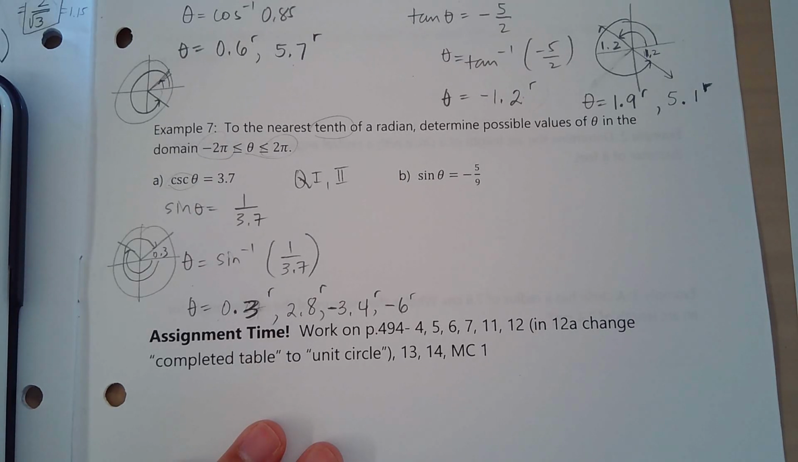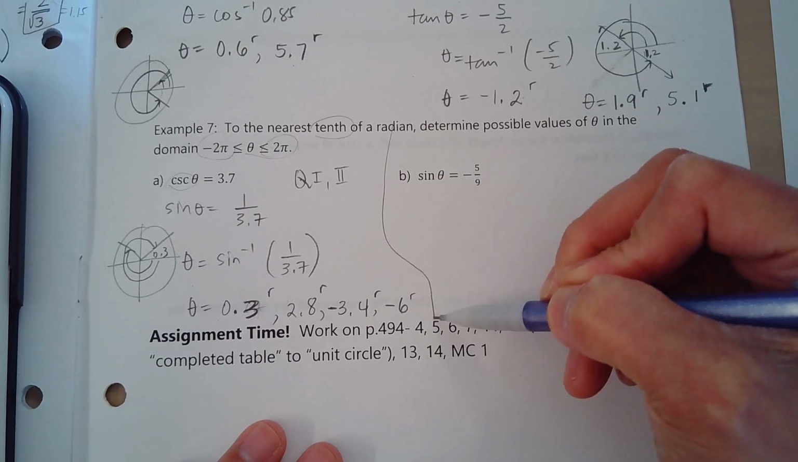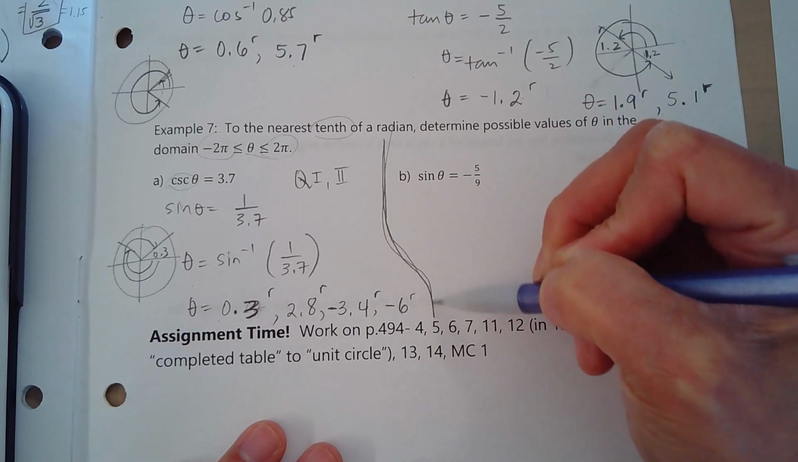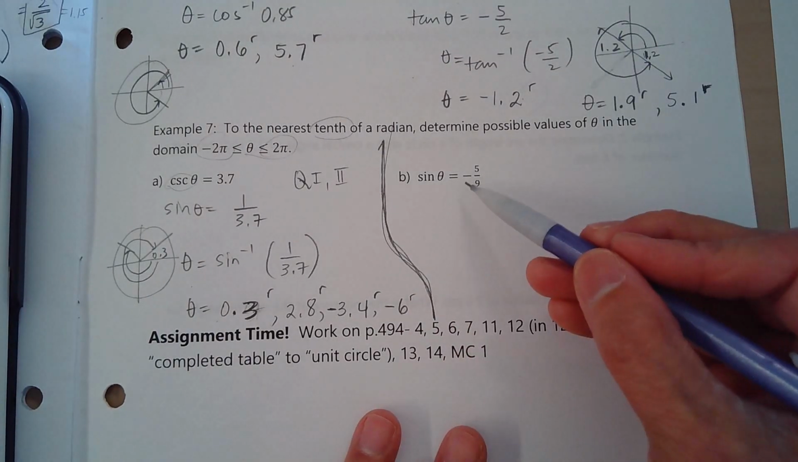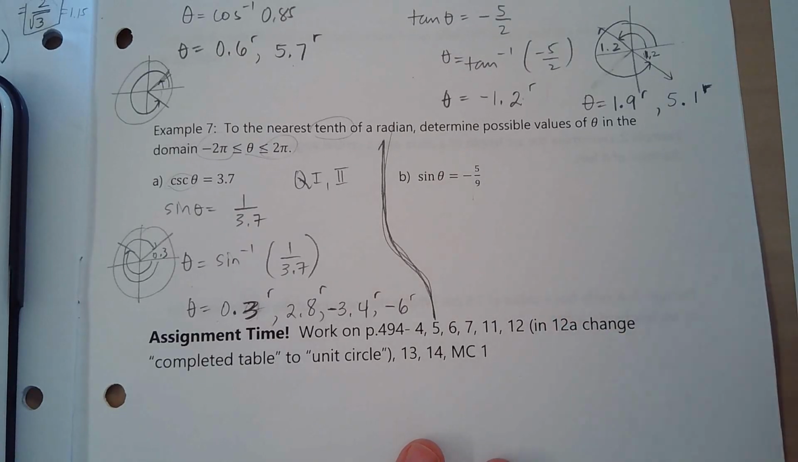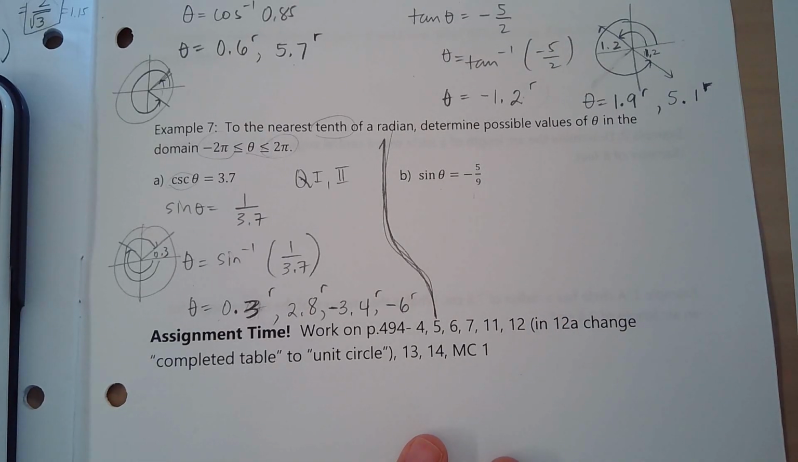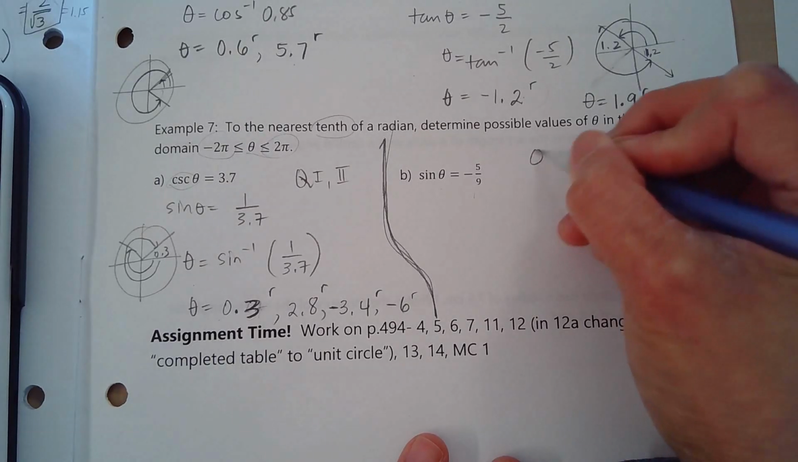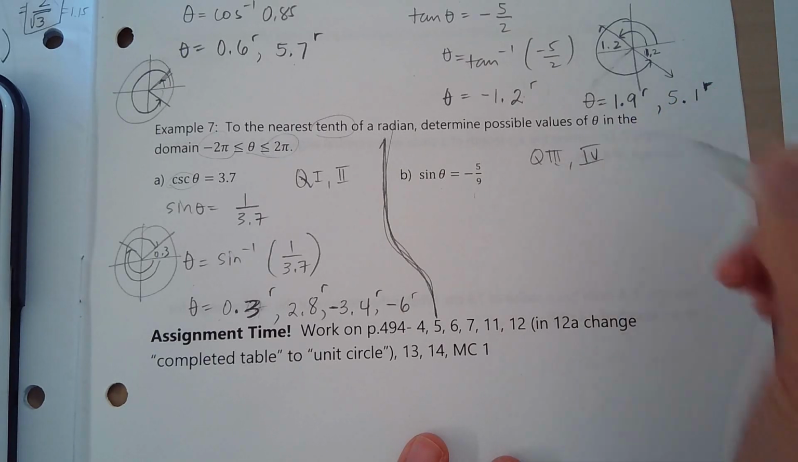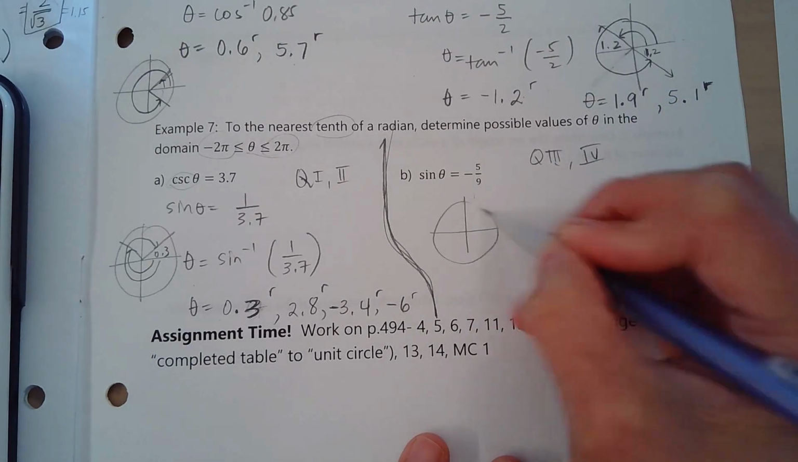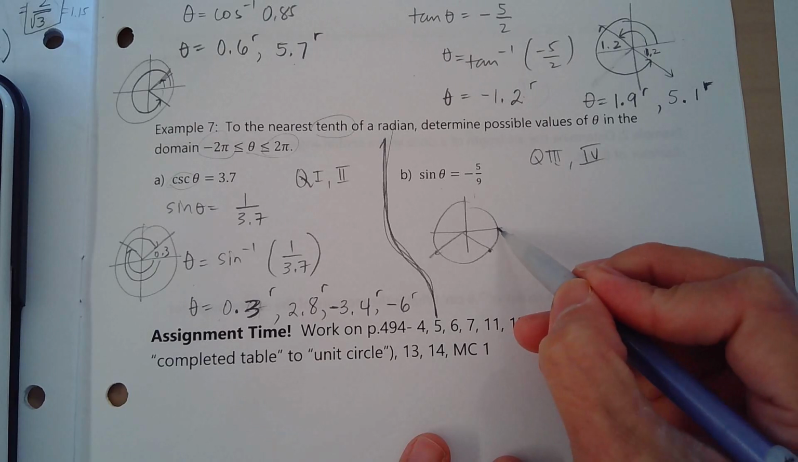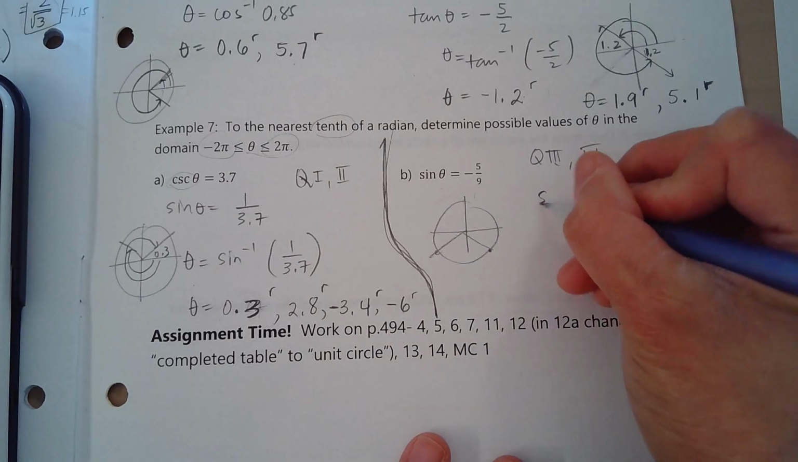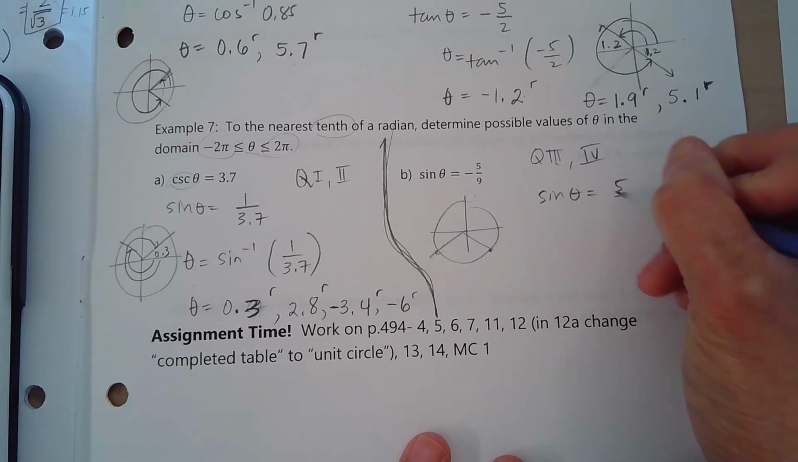Okay. Last but not the least. I can see that this definitely needs practice, and some of these questions definitely need some practice. Let's try this. Sine of negative 5/9. Where is sine negative? Three and 4. So sine theta is equal to negative 5/9.